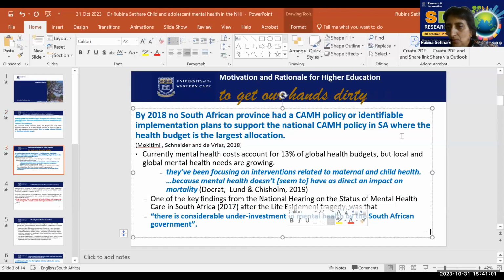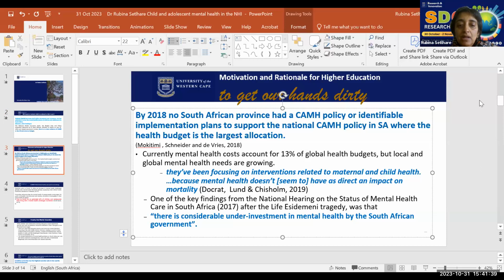So that brings us to the challenge for us as higher education in general, to get our hands dirty and to actually go to where the problems are in order to get information and data to be able to address the challenge of child and adolescent mental health. That's abbreviated as CAMH.